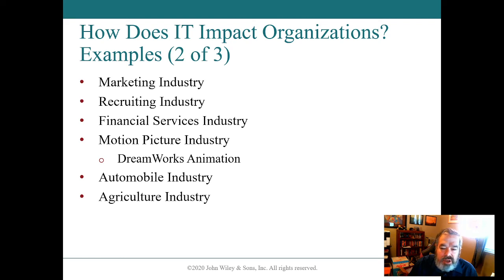Marketing, how things are marketed. Social media didn't exist. There was no social media. The recruiting industry, being able to find employees, being able to advertise a job. Financial industries, motion pictures.